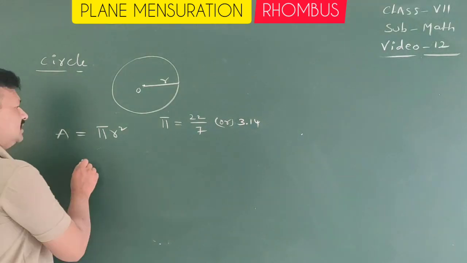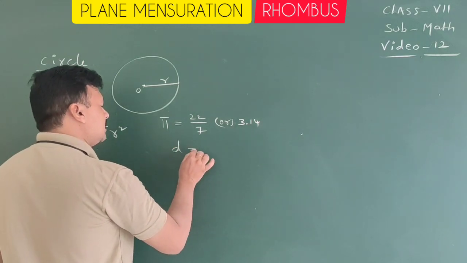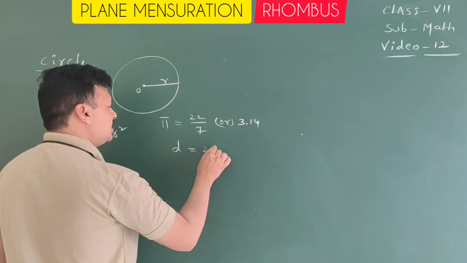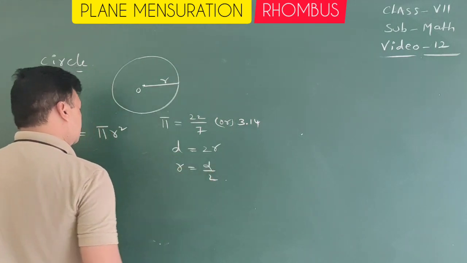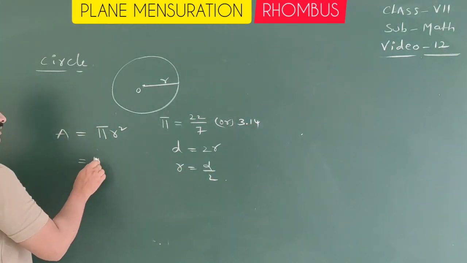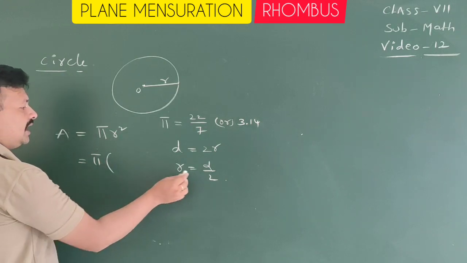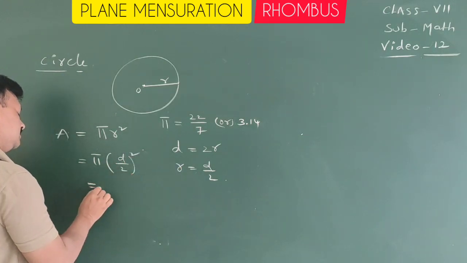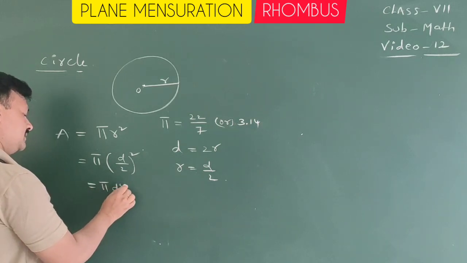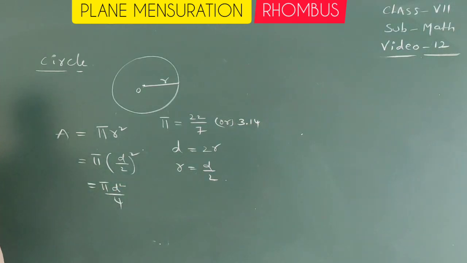So here there is a relation between diameter and radius. Diameter equals twice the radius. The radius is half the diameter. So if you want it in terms of diameter, r equals d by 2, whole square. So pi d square by 4 is the area of a circle.